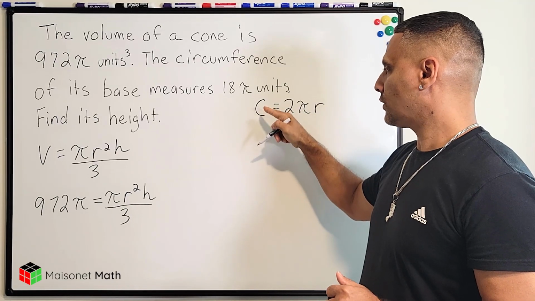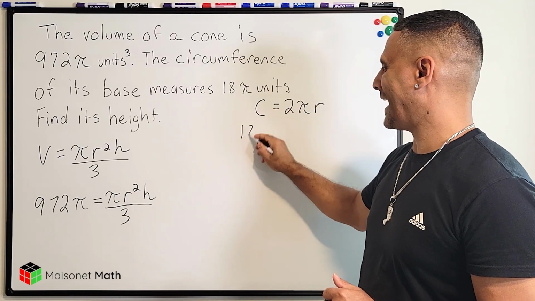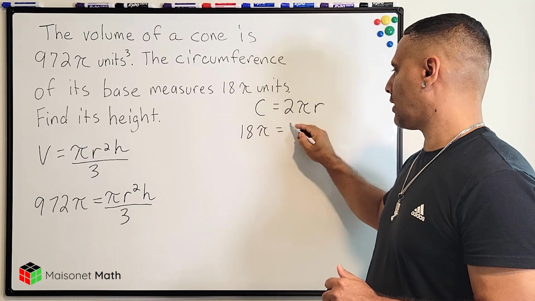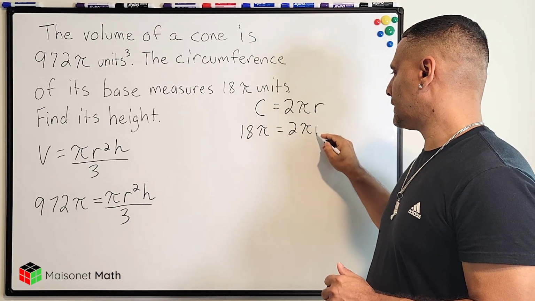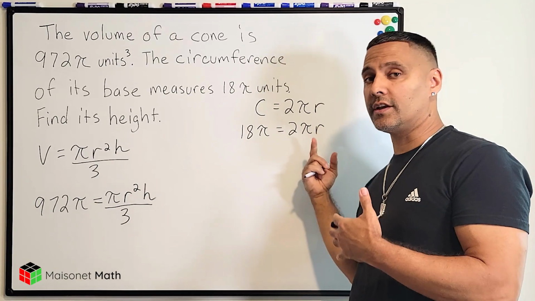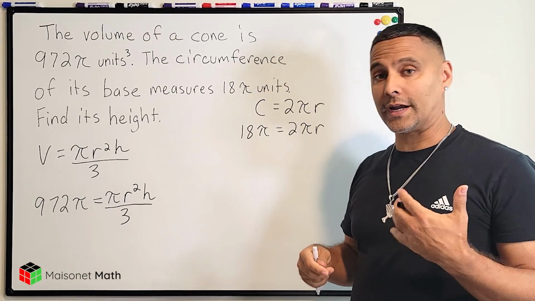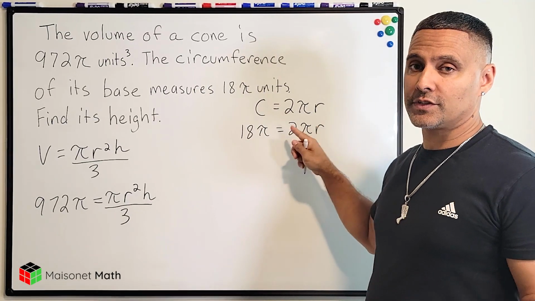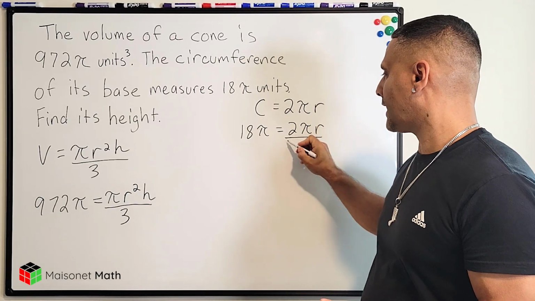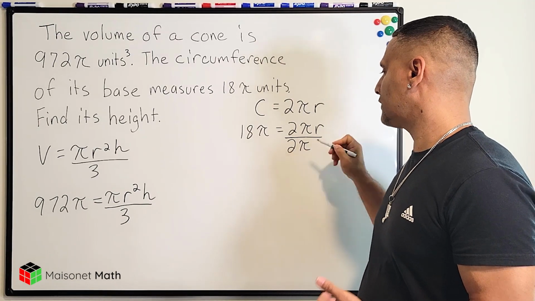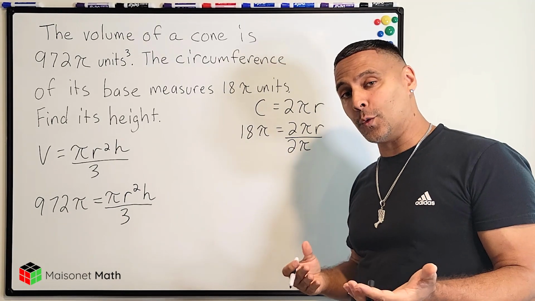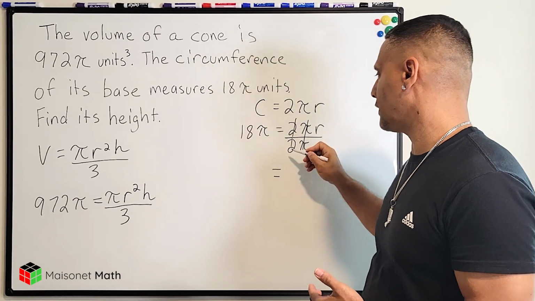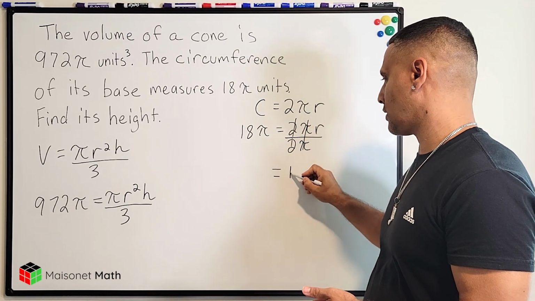So the circumference is substituted with 18 pi, and we're going to set that equal to 2 pi r. Now, in this equation, we're trying to figure out what r is, so that is the variable that we want to isolate. Because the radius is being multiplied by 2 pi, we do the inverse, which is to divide by 2 pi. And anything divided by itself is 1. So we can cancel out pi here and 2 here, which leaves us with 1 radius, or just r.